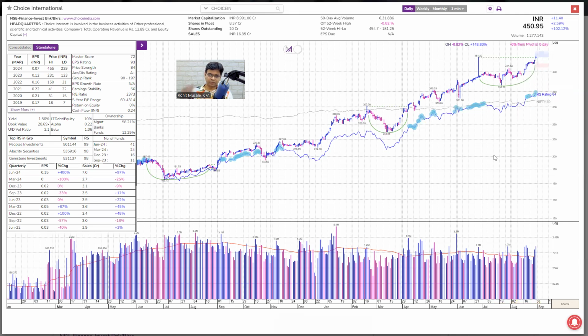Now, if you looked at my earlier videos, I have explained that whenever you are buying a stage 2 uptrending stock, that stage 2 is divided into early stage, middle stage, late stage. Okay. Early stage, you will have base 1, base 2. Middle stage, you will have base 3, maybe base 4. Late stage, you will have base 4, base 5, base 6, and beyond. Okay. So here we are looking at base number 9.